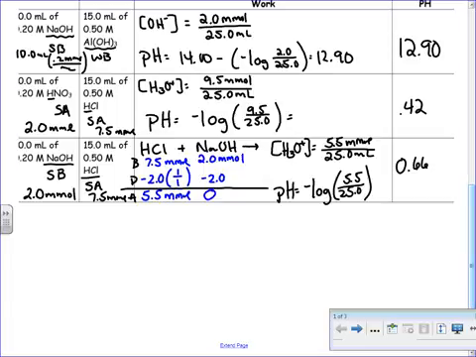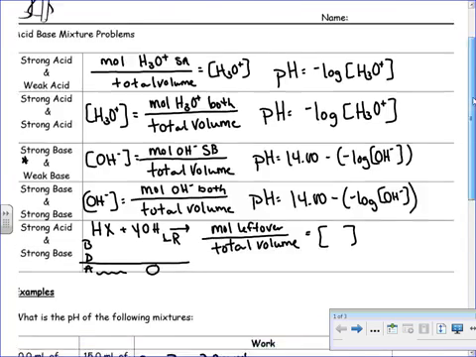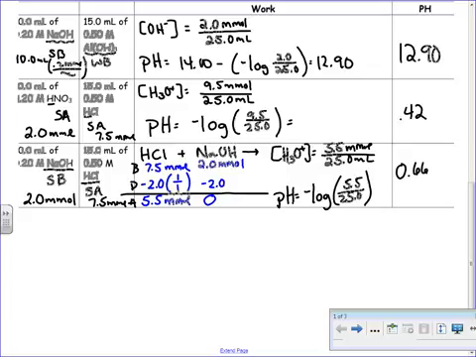All right, ladies and gentlemen, this is how we will be solving pH of acid-base mixtures. Remember, in this unit, we are focusing on pH of strong acids and strong bases only. Next unit, we'll hit the weak. Okay, happy calculating.